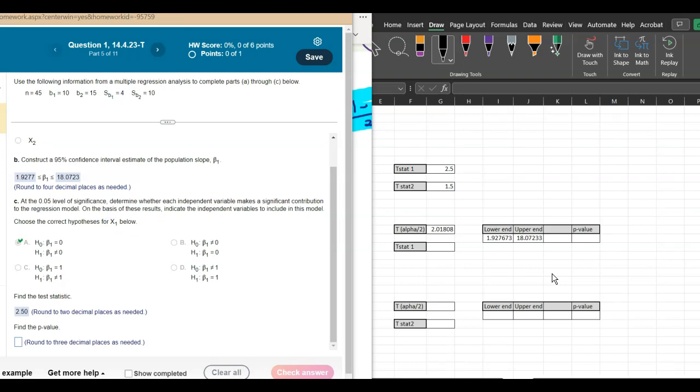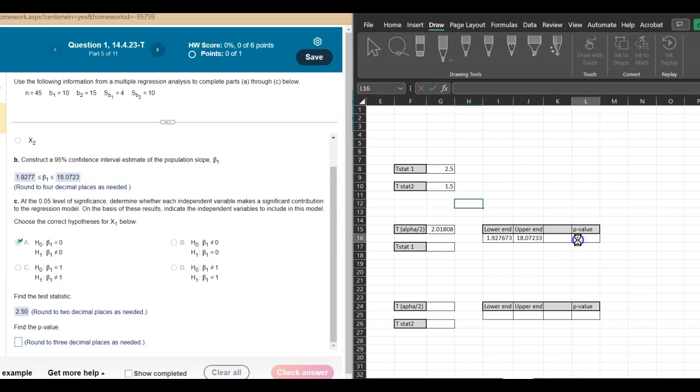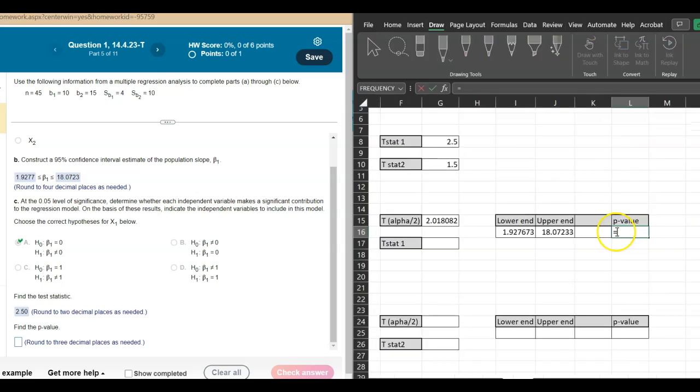All right, so now we are looking for the p-value. Okay, so we can use a built-in function on Excel, an equal sign, since we are using the T distribution, so it's going to be T dot distribution, and we're going to use the right tail.